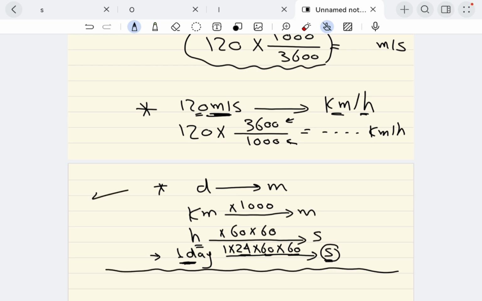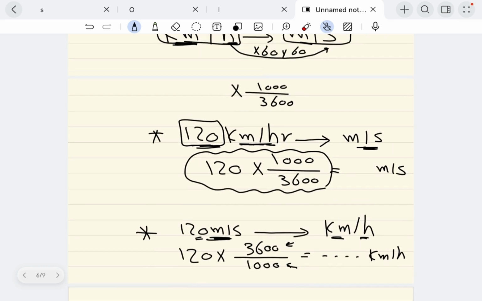I think it's easy to convert from meters or kilometers, kilometer to meter, or hour to second, or day to second. Clear? Okay.